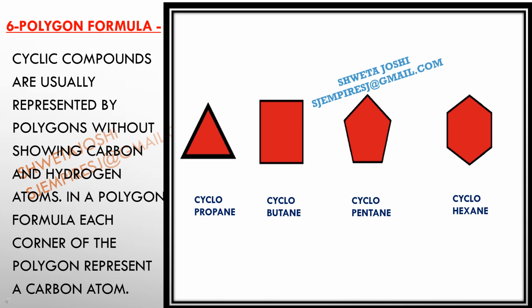Our next compound contains 4 carbon atoms and single bonds between carbon atoms. That is why it is named cyclobutane. In our next compound, there are 5 carbon atoms. That is why it is named cyclopentane. In the last one, there are 6 carbon atoms as there are 6 corners. That is why it is named cyclohexane.